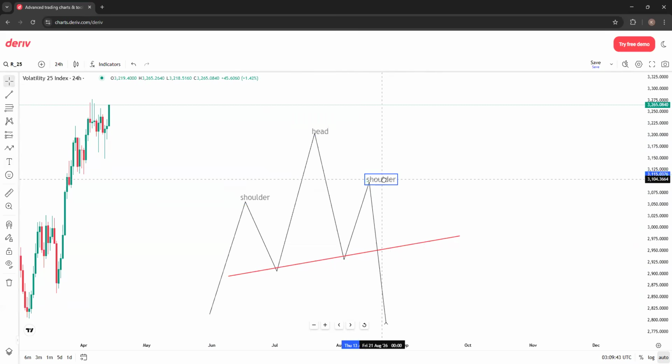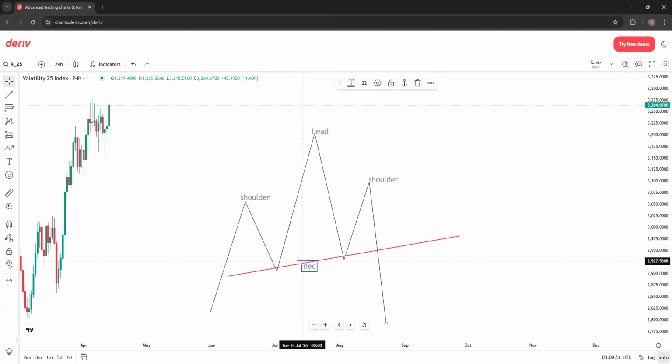Now, this being a head, a shoulder, and a shoulder, we get what we call a neckline. And a neckline, what it generally means is this is a point of break where we are expecting our head and shoulders pattern to come and break.